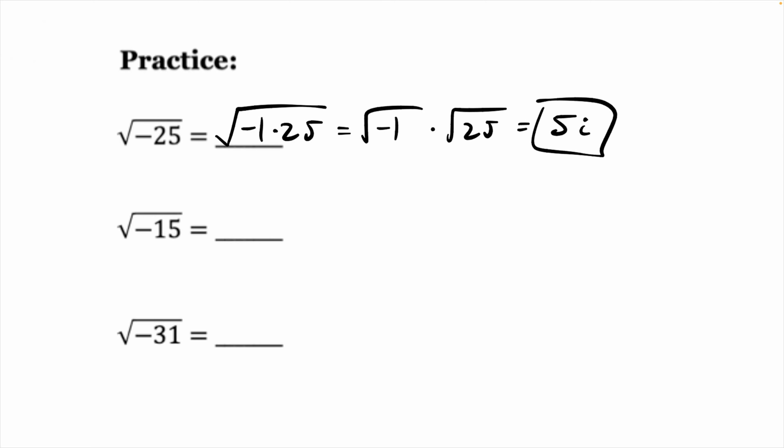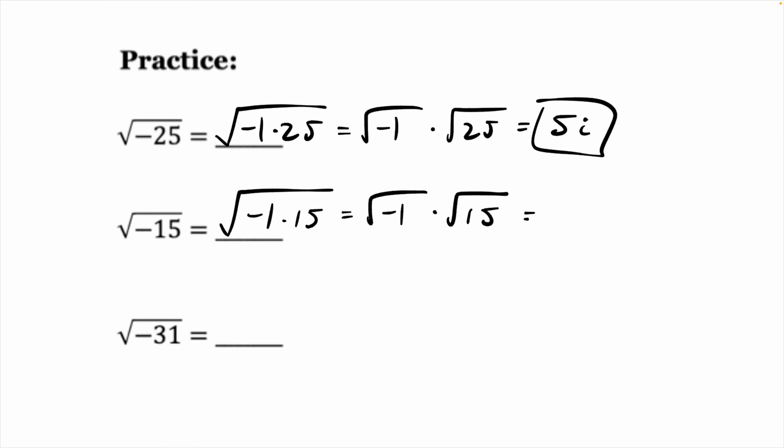Square root of negative 15. Well, is 15 on my list of perfect squares? No. So how do I do it? This is how you do it. We're going to do it the same way we just did the last one. Separate them, right? Except I'm going to leave 15 in the square root because it's not a perfect square. The square root of negative 1 is i. So it's going to be i times the square root of 15. We're just going to leave it inside the square root.